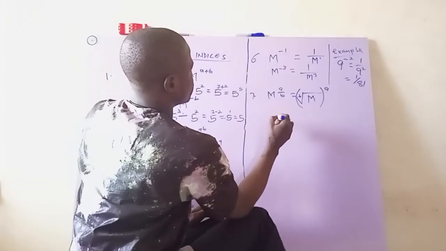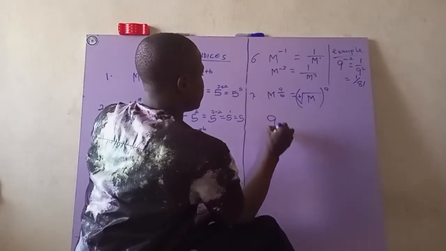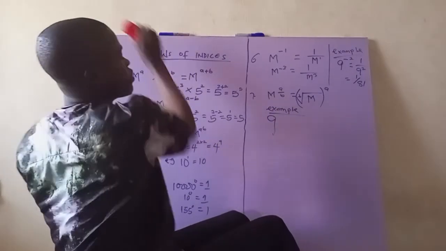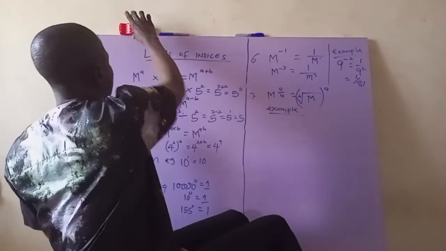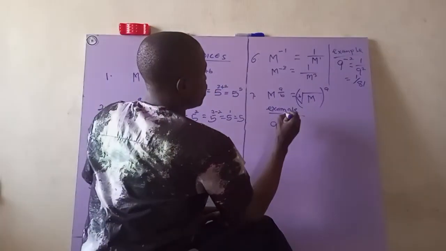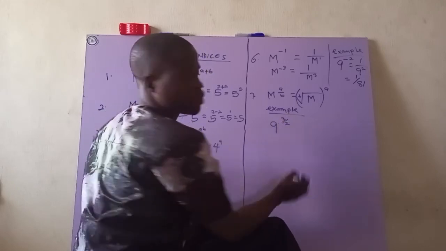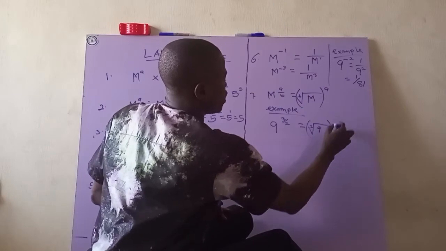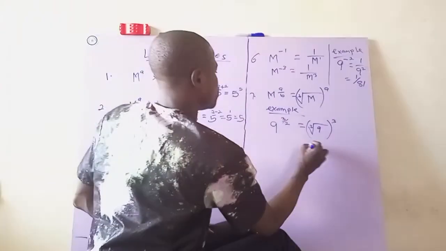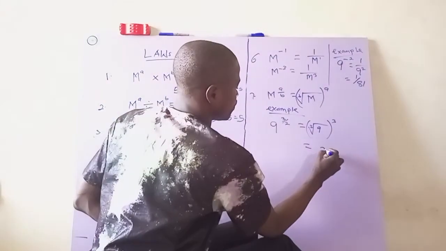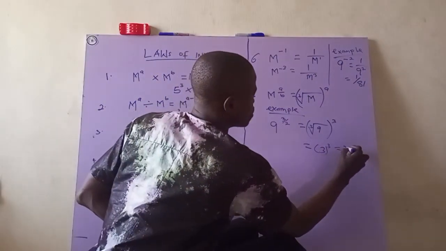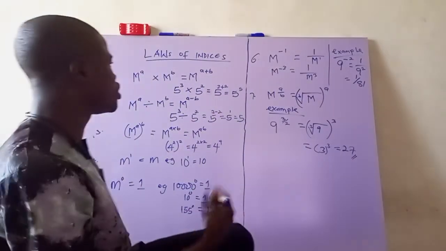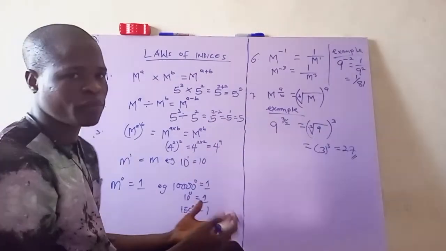Let's say I have 9 raised to power 3 divided by 2. This simply means square root of 9, everything raised by 3. So what is the square root of 9? That's 3. Then raised by 3. This will give you 27. So if you understand all this, you shouldn't have much issues with the basics of mathematics.